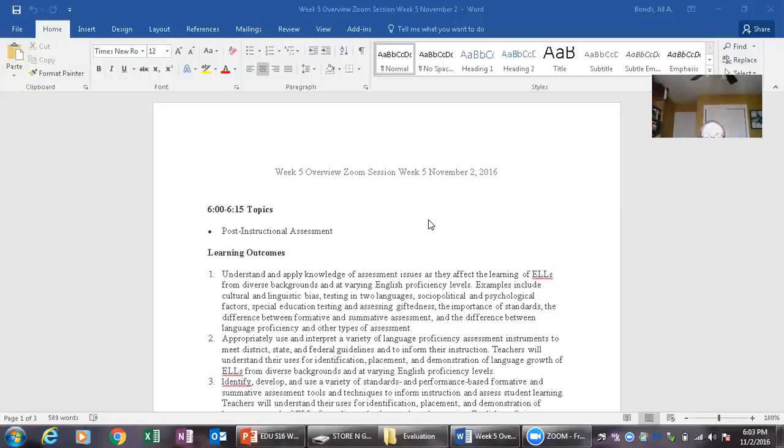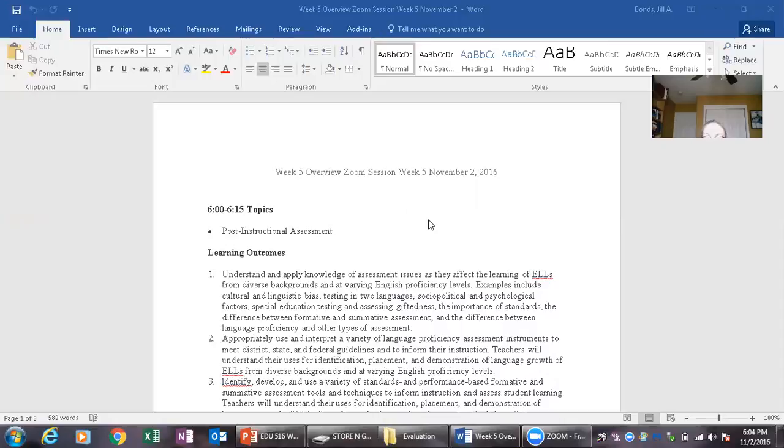Session 5. Learning outcomes for post-instructional assessment include understanding and applying knowledge of assessment issues as they affect the learning of English language learners from diverse backgrounds and at varying English proficiency levels. Some examples include cultural and linguistic biases, testing in 2 languages, socio-political and psychological factors, special education testing, and assessing giftedness. The importance of standards, the difference between formative and summative assessments, and the difference between language proficiency and other types of assessments.